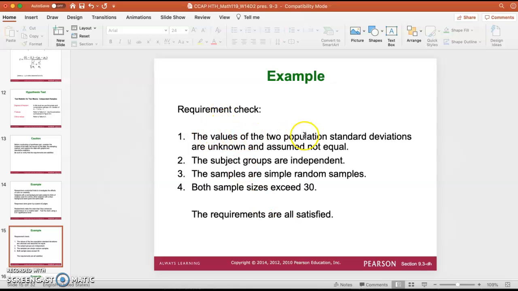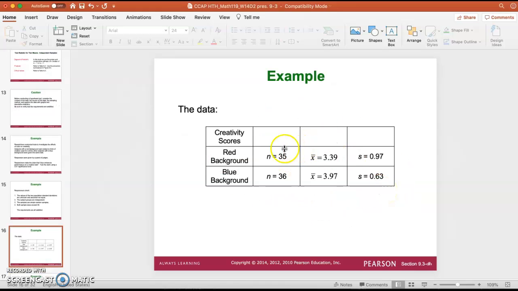Just a quick requirement check. The values of the two population standard deviations are unknown and assumed not equal. Good there. The subjects were independent. Basically the red group and the blue group were independent people in those groups. And the samples are simple random samples. Both sample sizes exceed 30, which you haven't really seen yet, but the next slide shows that, yes, their sample sizes both exceeded 30. And so these were their mean creativity scores: 3.39 for red, 3.97 for blue, just determined by the panel of judges. And these were their standard deviations of their creativity scores.